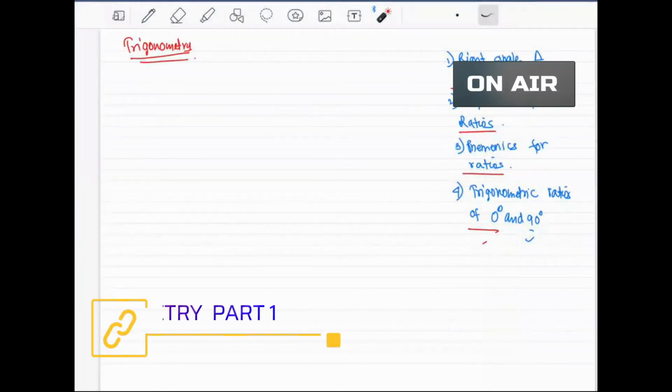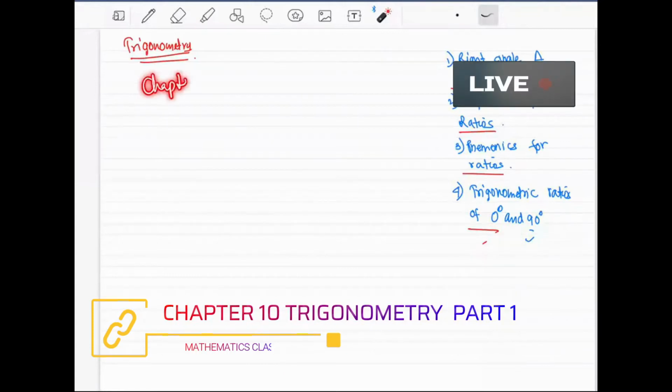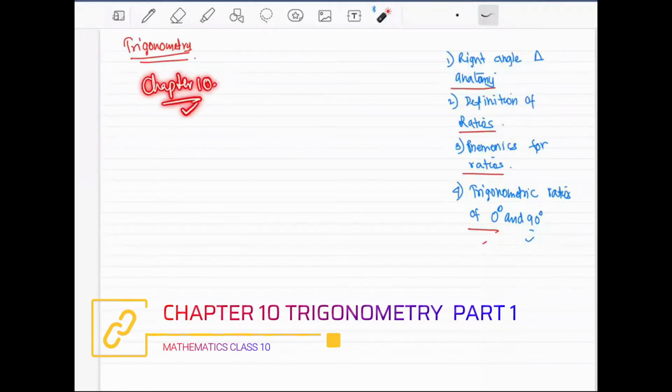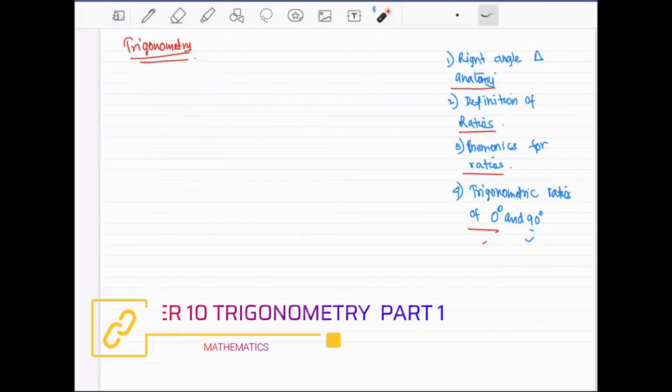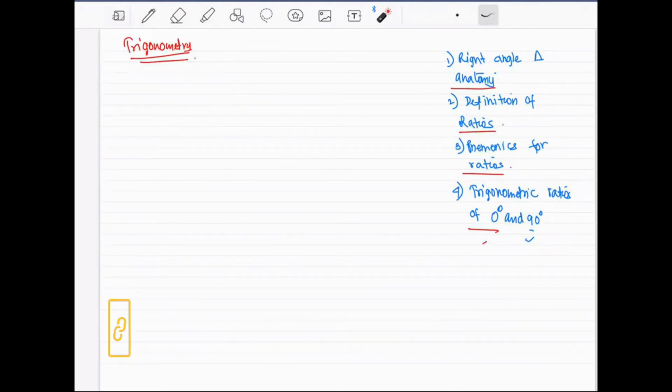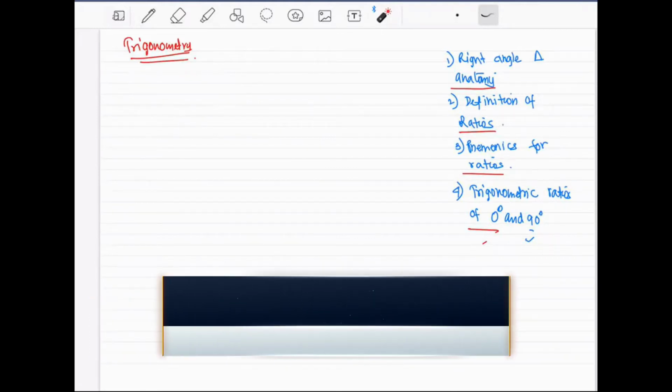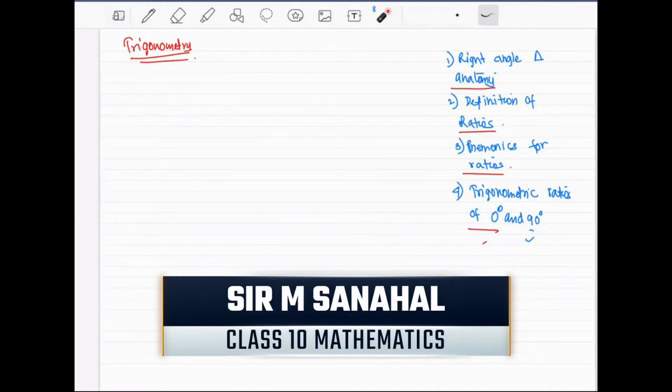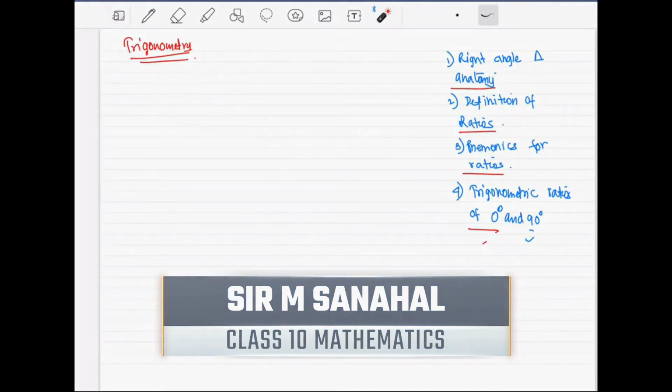So we're starting chapter 10, okay? Chapter 10 from your textbook, trigonometry. I believe the basics are already done in class 9, slightly. I don't know if the class was done or not. But whatever you have learned in class 9, it will be repeated here, no need to worry.